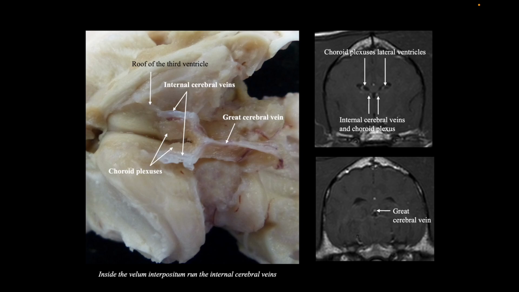On MRIs on the right, you can identify the choroid plexus of the lateral ventricles, and there in the velum interpositum, the internal cerebral veins and choroid plexus of the third ventricle. And the MRI on the bottom right is taken caudally, so you can now identify the great cerebral vein or vein of Galen.